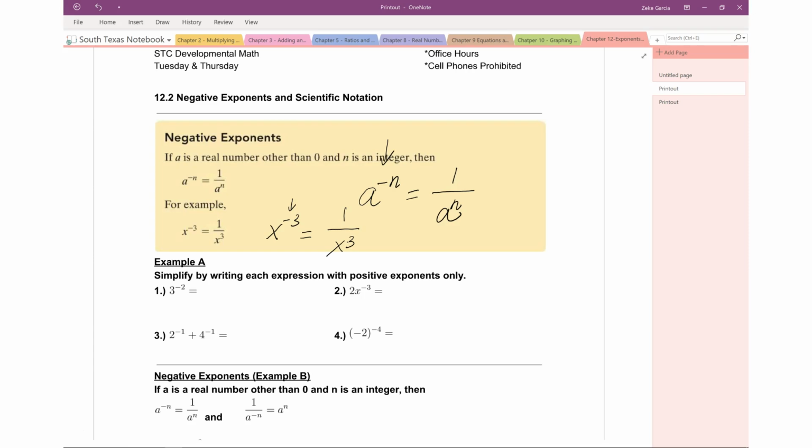So if we do example A, simplify by writing each expression with positive exponents. We have 3 to the power negative 2. So we're going to take the reciprocal, and it's going to be 1 over 3 squared. For number 2, we have 2 times x to the negative 3. So we're going to get the reciprocal of the variable only. So 2 remains in the numerator, and the x goes to the denominator, and it's x to the third.